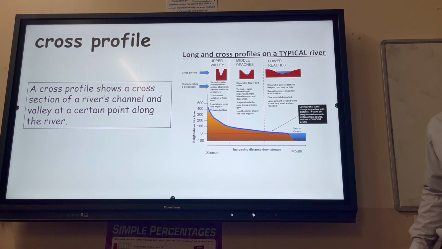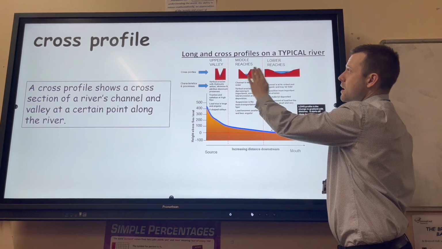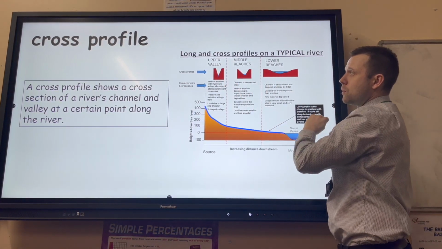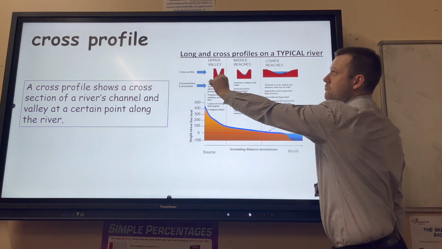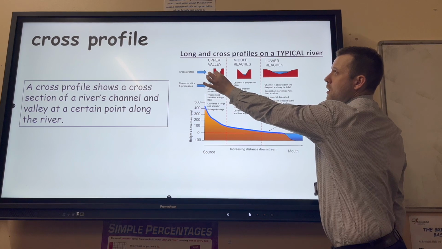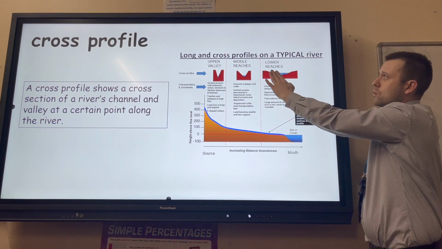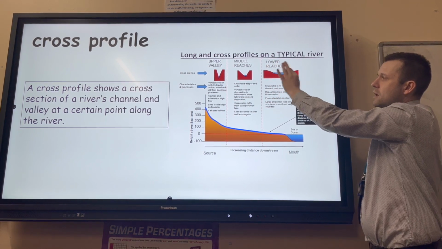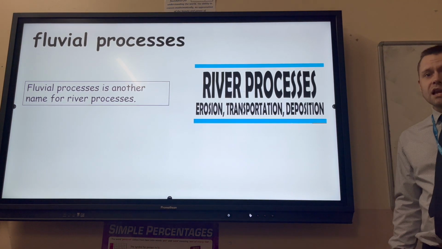A cross profile, however, is a slice through the river. Here you can see 3 slices through the river in the upper, middle and lower course. Cross profile in the upper course, you can see we've got the steep river valley and the shallow river channel, whereas further downstream, the lower course, you have got a cross section that shows the wide, much flatter valley and a wider, deeper channel.